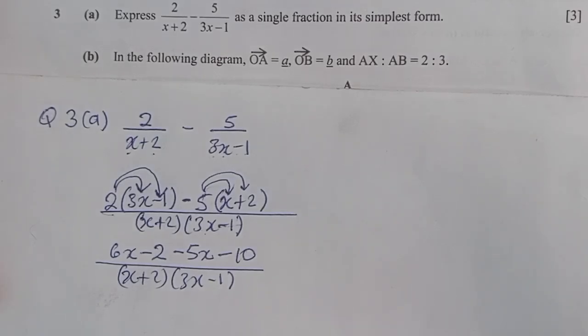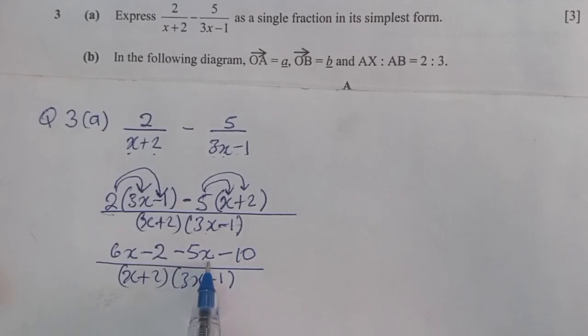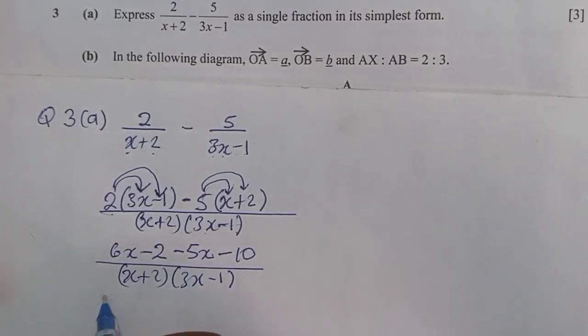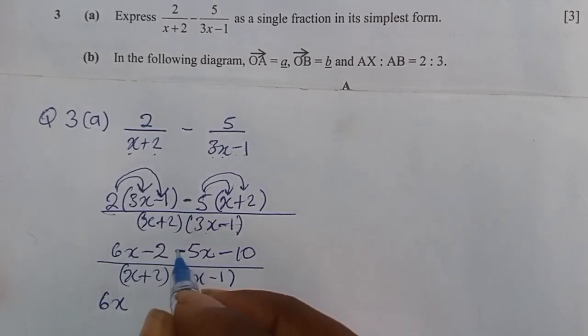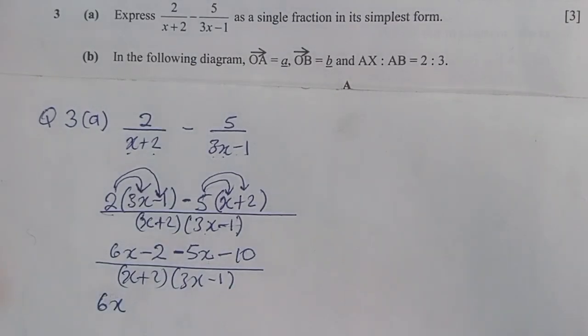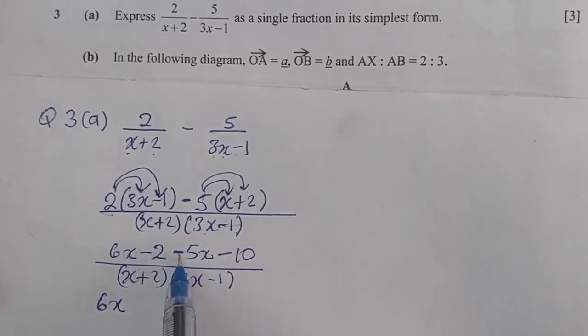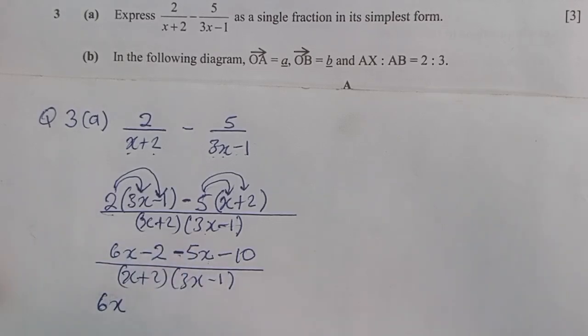Then from there, we are going to collect the like terms. What are the like terms? Those terms with the same letters with the same powers. So now this is 6x and 5x. These two are like terms. So I'll say 6x minus 5x. You maintain the sign, because there is no equal sign here. This sign is not going to change because it is not crossing any equal sign.